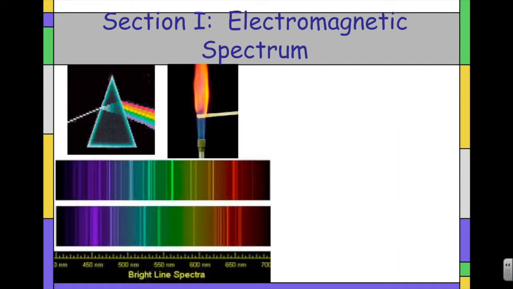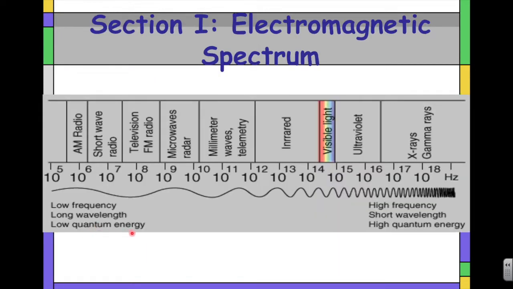First, let's start by talking about the electromagnetic spectrum right here. That's showing you a little part, but here's a good numerical representation of it. The electromagnetic spectrum is simply all of light. They all move at the same speed, but some have different wavelengths and by proxy different frequencies.